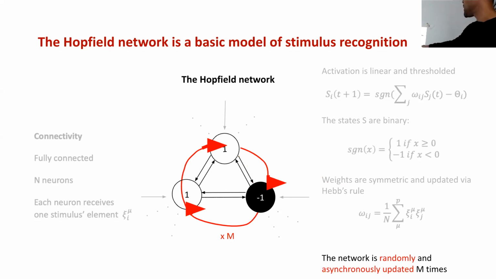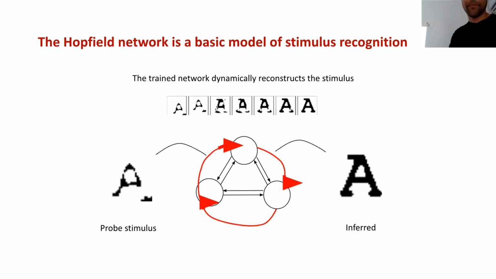A final feature of the network is the way the activity propagates. Basically the network is randomly and asynchronously updated many times entirely. That's an important feature because it allows this kind of reconstruction process by iterating and updating the network. When you give the network a very corrupted or noisy stimulus, the network is able to update and reconstruct dynamically the correct version of that stimulus. This is also an error correction process. It can be related to statistical inference. All these are very similar functionalities.